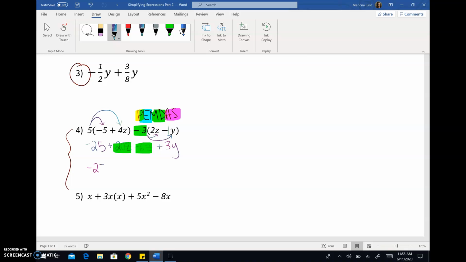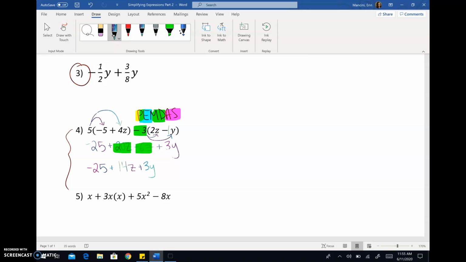So -25 is gonna stay the same. I have 20 z's and I take away 6 z's. How many z's do I have? I subtract 6 z's. So 20 minus 6 is 14z. And the 3y, there's nothing that you can combine with that, so that's just going to stay 3y.